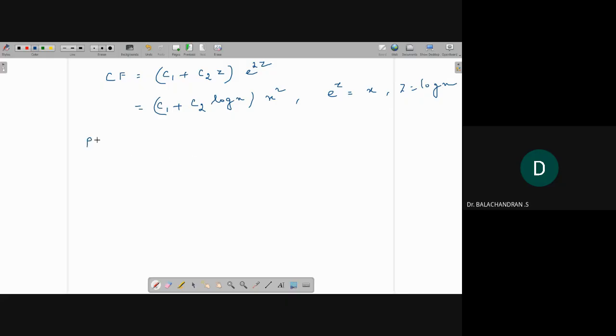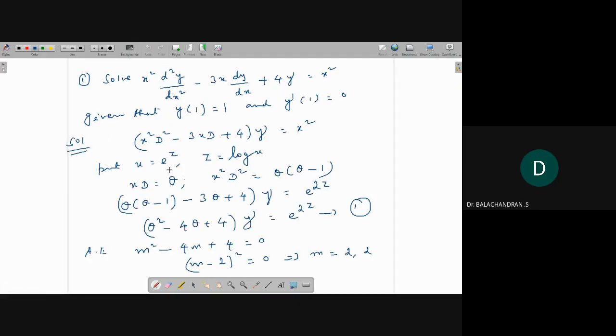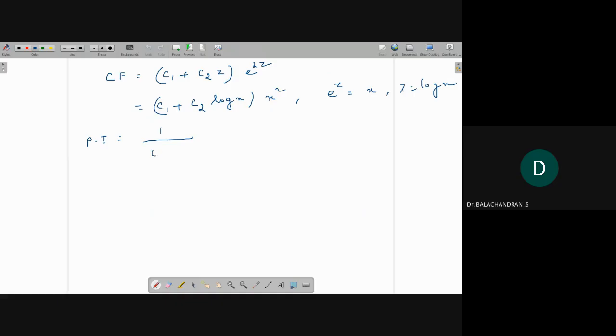So next you need to find the particular integral PI. So PI is 1 by theta minus 2 whole square into e power 2z. So this is type 1. So we should replace theta by 2. If you replace theta by 2, you'll get 1 by 2 minus 2 whole square into e power 2z.